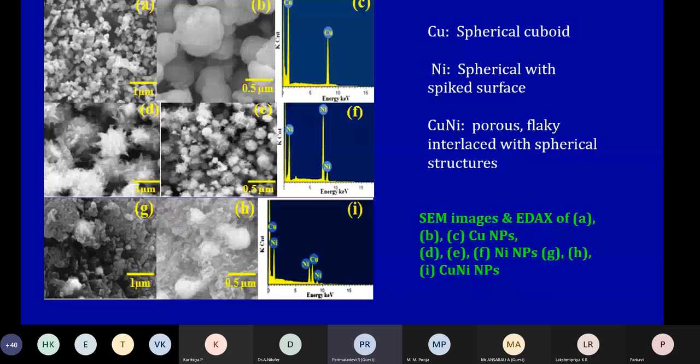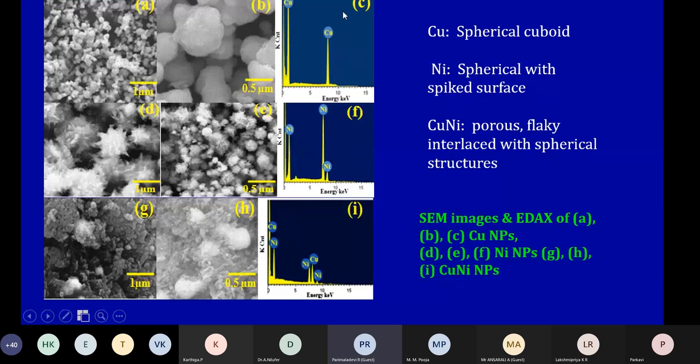And next we studied morphology. We studied the morphology of this copper, nickel and copper nickel bimetallic using SEM analysis. SEM is nothing but scanning electron microscopic analysis. Using that we can study the morphology. This picture shows copper, a spherical cuboid structure, and nickel, a spherical structure with spikes. And when we synthesized copper nickel, it shows a porous flaky structure interlaced with a spherical structure.